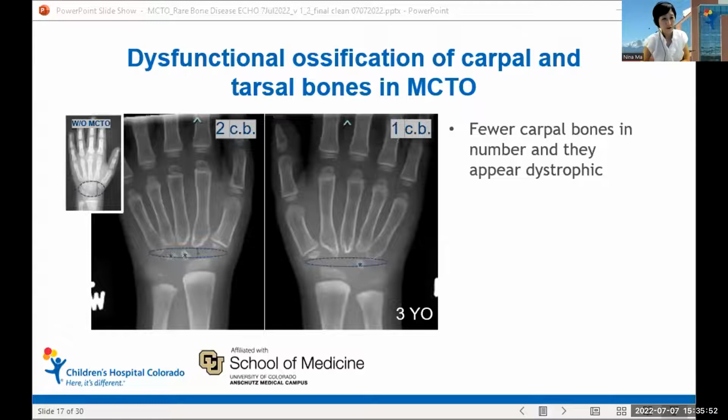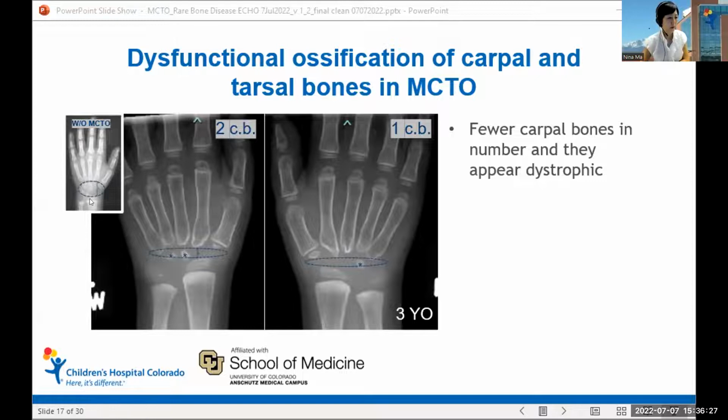So dysfunctional ossification of the carpal tarsal bones instead of osteolysis may be a separate potential explanation for the phenotype in MCTO. And this can best be appreciated when reviewing the x-rays of younger patients. In this patient who's 3 years old, you can see in the right wrist that there is just one carpal bone, and in the left wrist there are only 2 carpal bones.